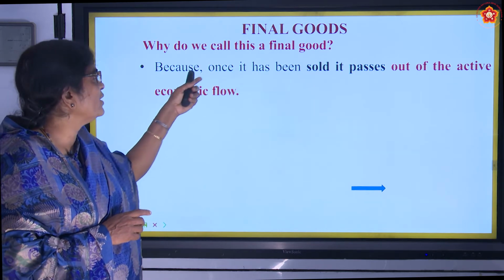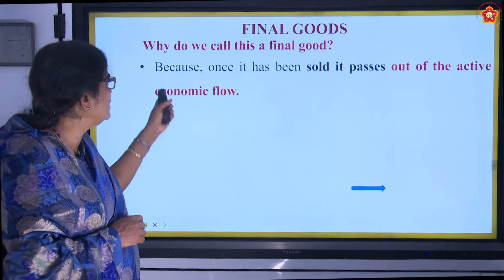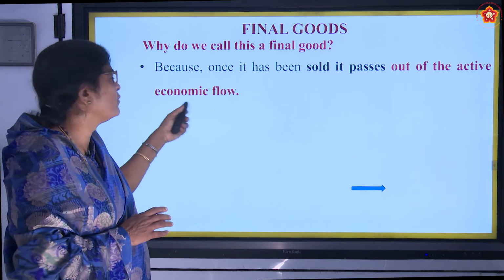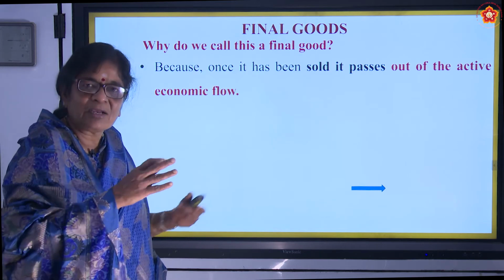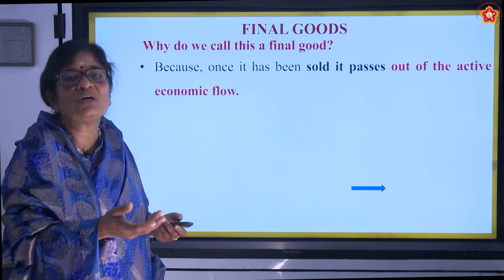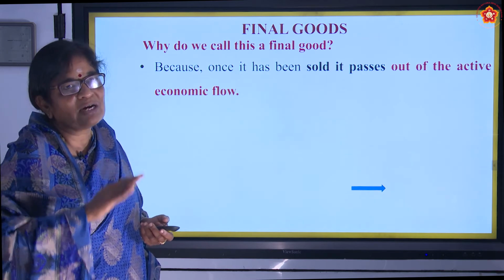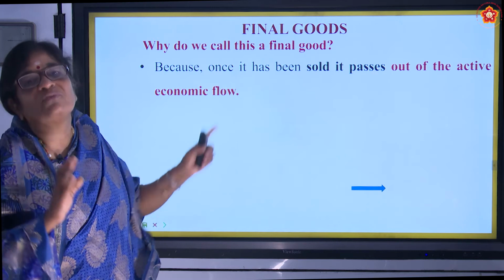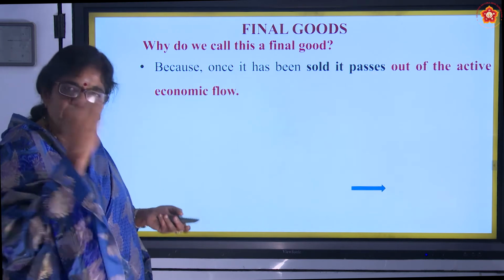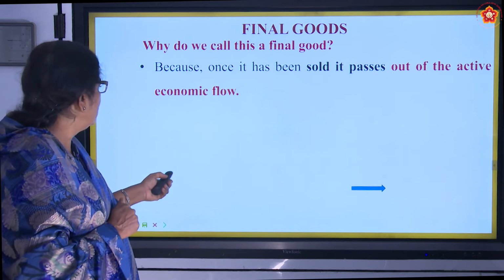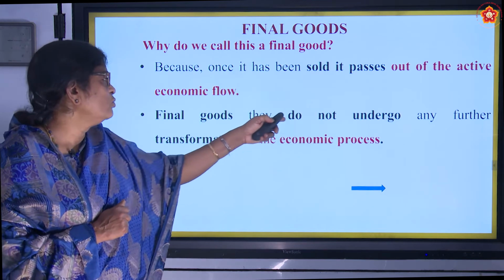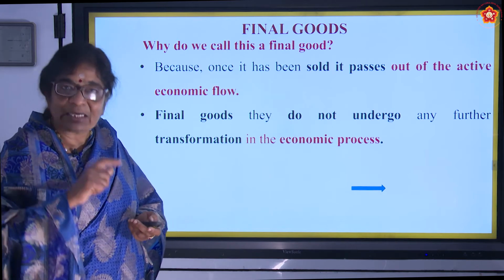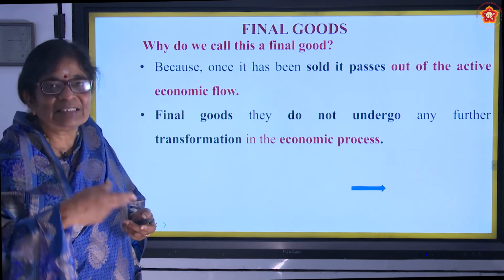The final goods, why do we call them final goods? Once it is sold, some particular goods come out of the active economic flow. That is the last economic flow, meaning whatever you are selling, you are getting money. But a final good means once you sell it, you are not going to generate any more income out of that good. That is called a final good. It comes out of economic activity. Therefore, final goods do not undergo any further transformation in the economic process. Economic process means you are getting money by selling again and again.